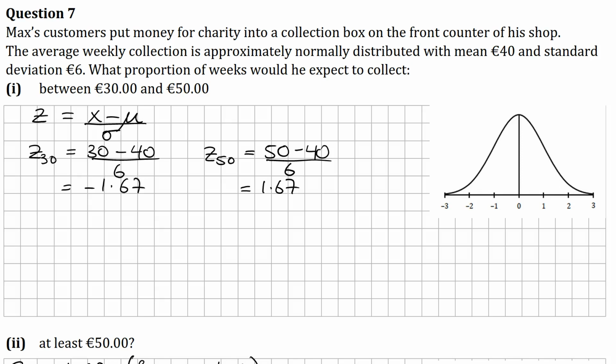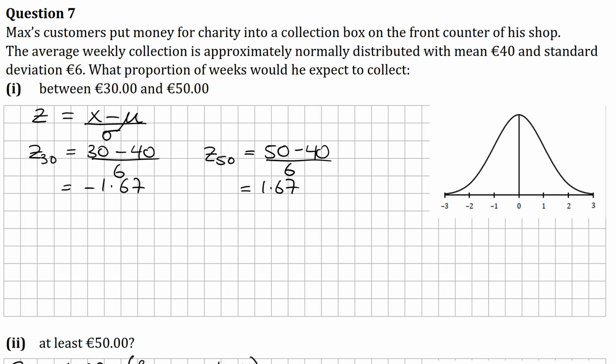Okay, so again here we're given: Max's customers put money for charity in a collection box on the front counter of his shop. The average weekly collection is approximately normally distributed with a mean of 60 and a standard deviation of 6. What proportion of weeks would he expect to collect between 30 and 50 euros?